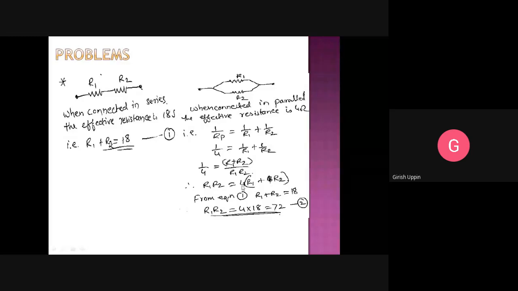That would be 4 into 18. Therefore, R1 R2 is equal to 4 into 18, that is 72. This is the second equation. So this is the first equation and the second equation. I have two equations and two unknowns. Okay, keep solving.